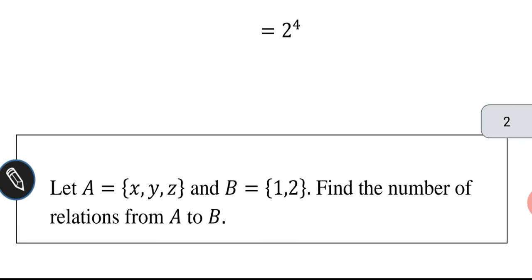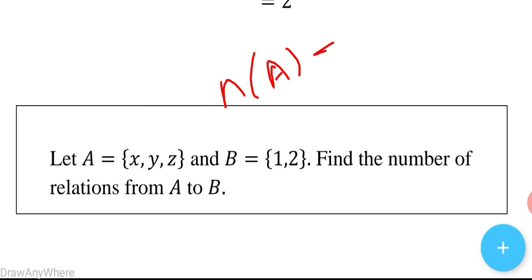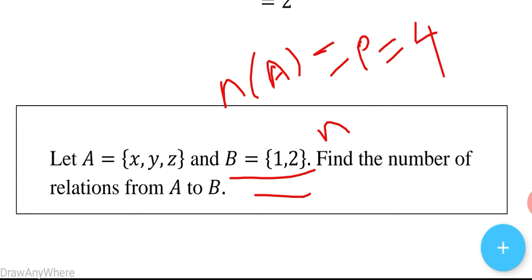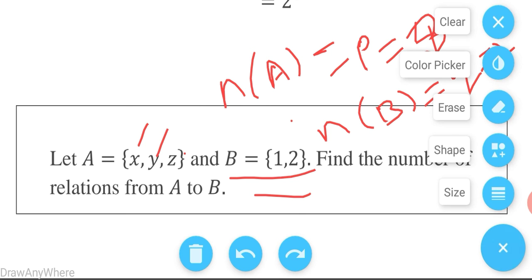Now let A = {x, y, z}. So the number of elements in A is p = 3, the elements being x, y, z. And B = {1, 2}, so n(B) = q = 2, we have two elements. Find the number of relations from A to B.